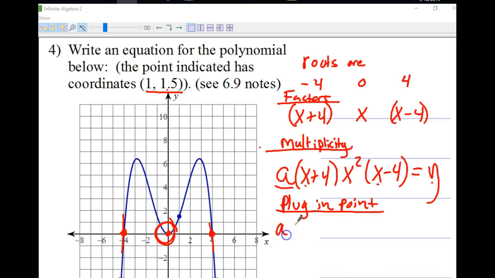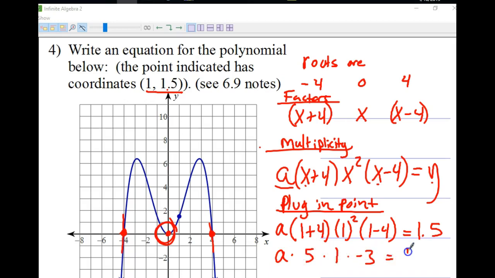So, let's do that. We have a, and we're plugging in 1 for x, and 1.5 for y. So that gives me a times 5 times 1 times -3 equals 1.5. Now this is -15, so I have -15a equals 1.5. If I divide both sides by negative 15, we get a equals negative 0.1.